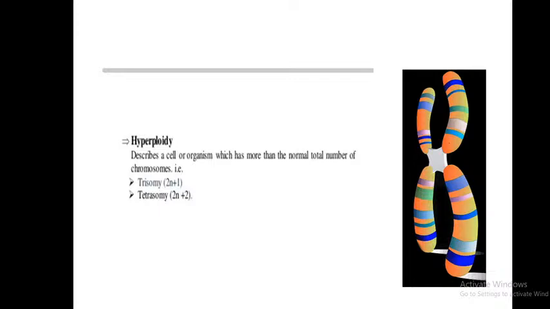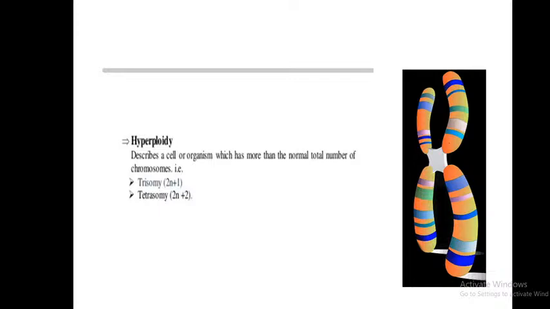Aneuploidy is the phenomenon in which an organism possesses a chromosome number that is not an exact multiple of the monoploid number. Just a brief recap of what we have told. Aneuploidy is mainly caused due to an error in cell division called non-disjunction.